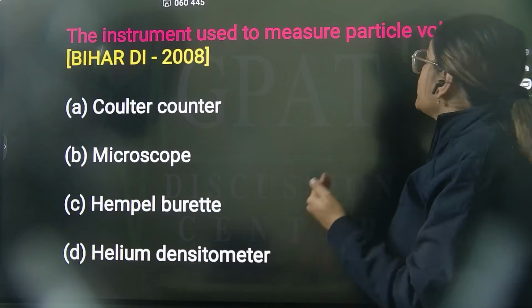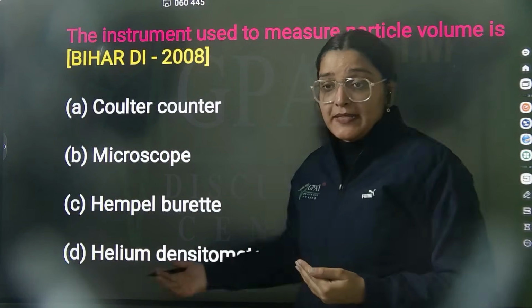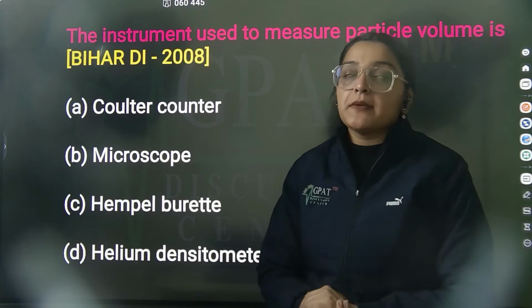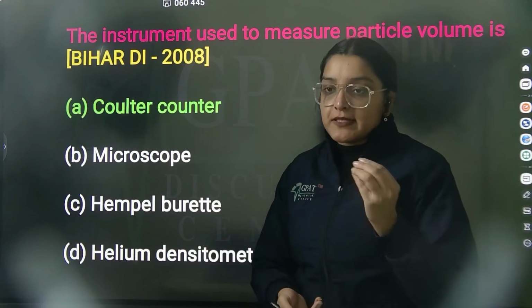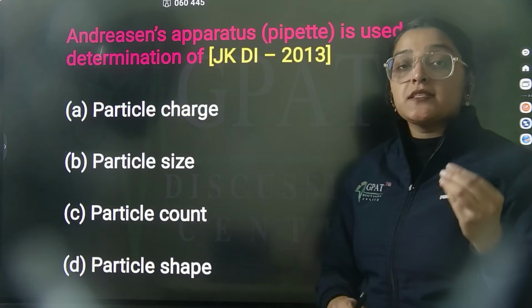Next, the instrument used for measuring the particle volume can be helium densitometer method, Hampel-Burette, microscope, or Coulter counter method. Do I need to tell it again? No. Particle volume measurement is done via the Coulter counter method, which is a conductivity based method.